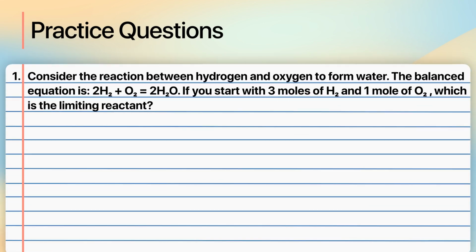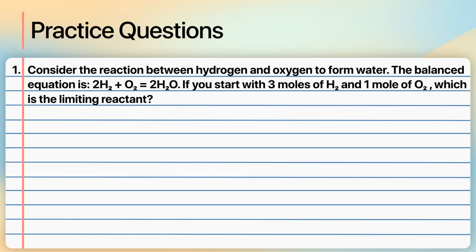Let's dive into some GCSE level questions to apply our understanding of limiting reactants in chemical reactions. Question 1. Consider the reaction between hydrogen and oxygen to form water. The balanced equation is as follows. If you start with 3 moles of H2 and 1 mole of O2, which is the limiting reactant?